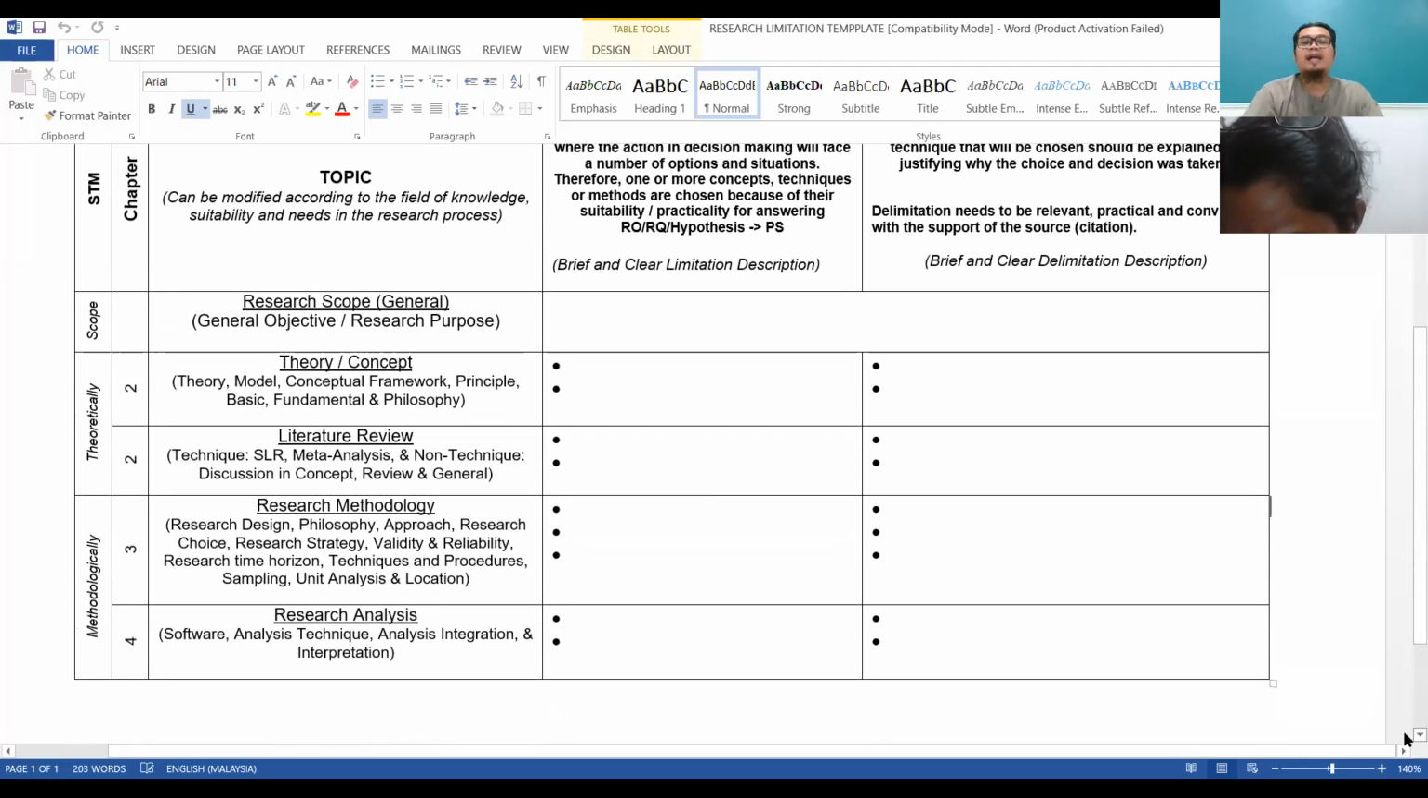Then in research analysis also, not only in research methodology but also in research analysis, you need to start to think and design your research. Actually, in one research, it's possible you have limitations. So maybe limitations on theory, literature review, research methodology, and another one is your research analysis. So regarding software, analysis technique, analysis integrations, sometimes research is actually multi-using, and your interpretation also. Okay, in this side you can use it also. I need to highlight this one also.